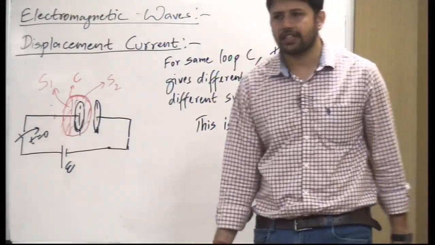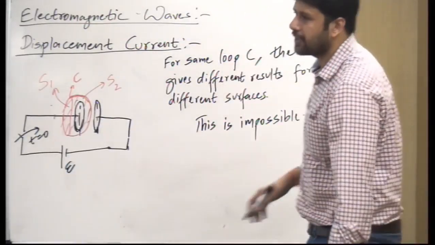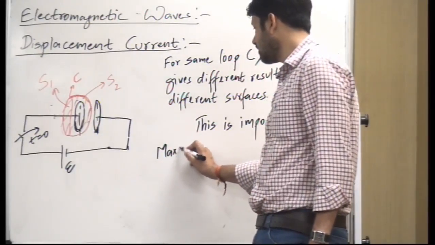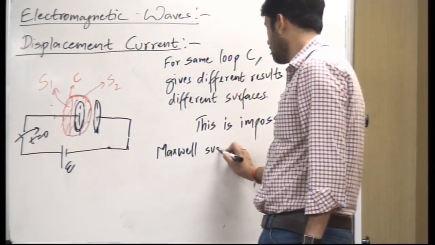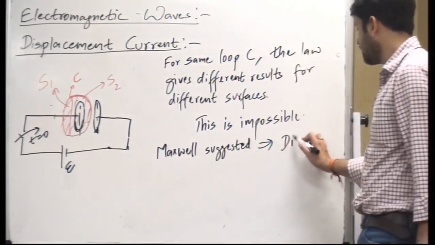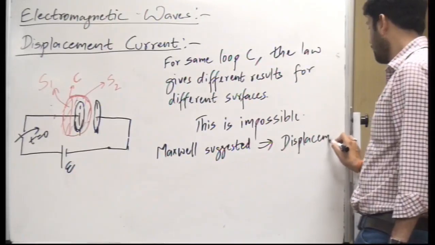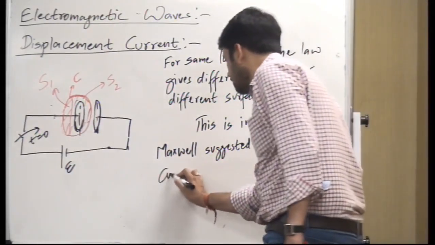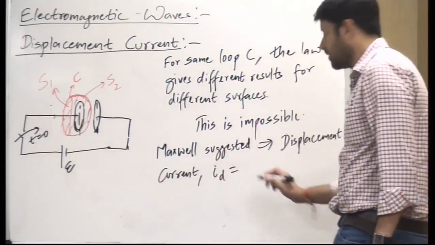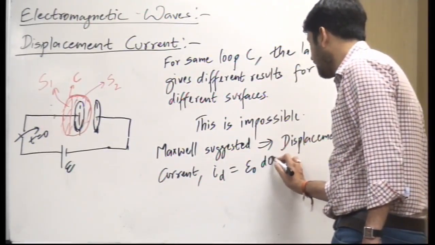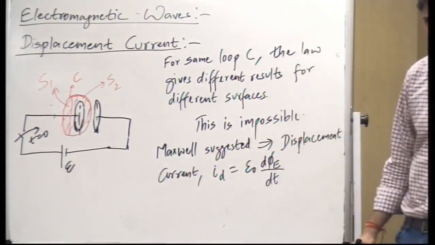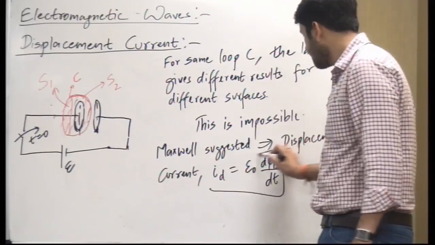So what Maxwell said, that actually Ampere missed a term called displacement current. So Maxwell suggested displacement current, ID, which he said is epsilon naught d phi E by dt.